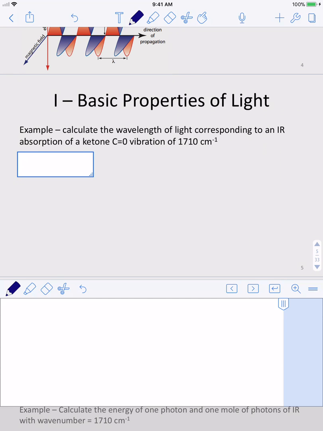There'll be times that I encourage you to pause the video and try things on your own. You should, much like in class, maybe work a problem on your iPad or in your notes, and then push play and watch my explanation of the problem. So we just finished talking about basic properties of light, and we're going to do a couple.